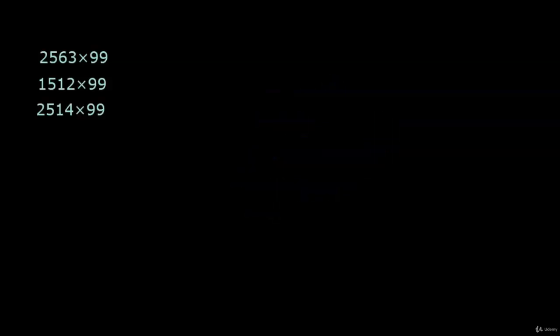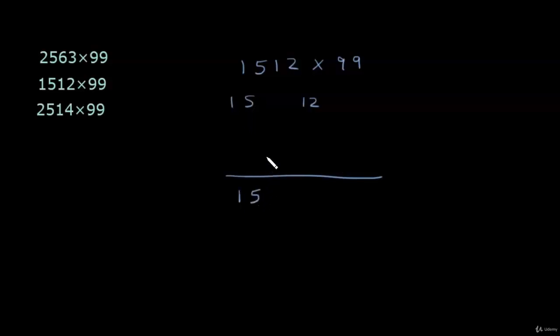Now I am going to take slightly harder problems. Because there are two digits in the series of 9, we will divide this number into two parts, 15 and 12. And now we have to copy the first part as it is, 15, and then increase this part by 1, so this becomes 16. Now we have to subtract 16 from 12. But 12 is smaller than 16. Then how to do it?